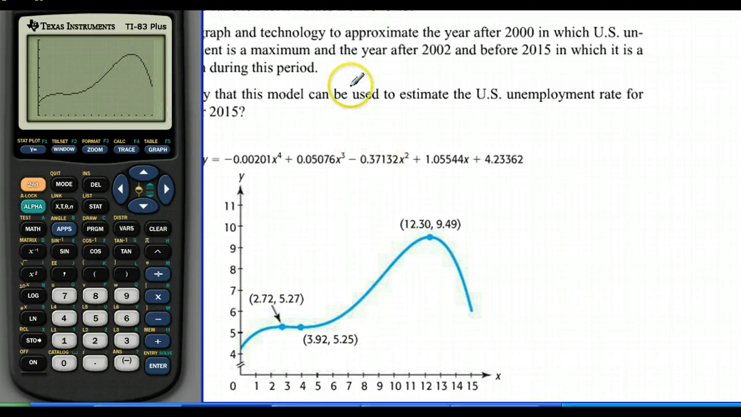Okay, and it wants to know where it maxes out. So this is where we use our second calc, and we come to the maximum, number 4. Left bound, remember, means try to get to the left side of the peak, so somewhere around here. Right bound, get to the right side of the peak, so we've moved past the peak to the right. And then for guess, you can just hit enter, but get as close to the peak as you want and then hit enter. It does its little thing, and then there's our maximum.